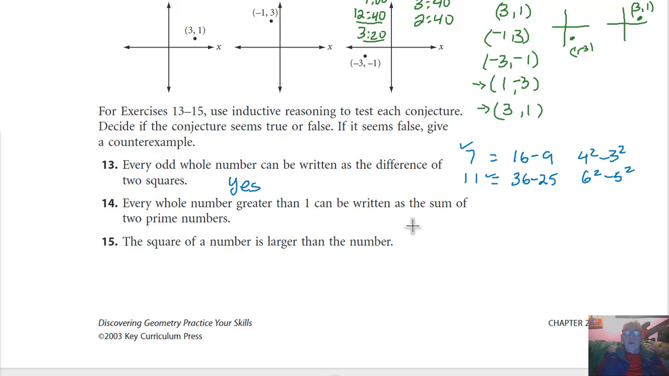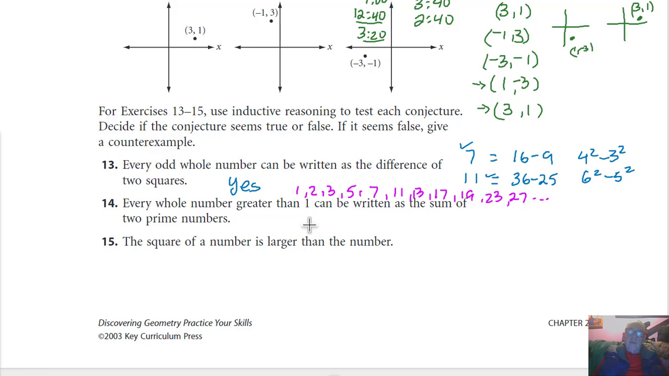Every whole number greater than 1 can be written as a sum of two prime numbers. Now, prime numbers are numbers that are only divisible by 1 and themselves. So a partial list of prime numbers would be like 1, 2, 3, 5, 7, 11, 13, 17, 19, 23, and it keeps on going. So let's see. Every whole number greater than 1 can be written as a sum of two prime numbers.